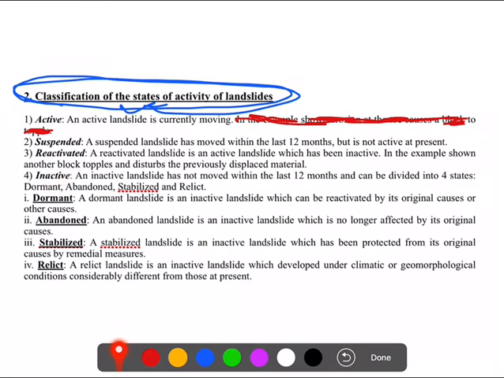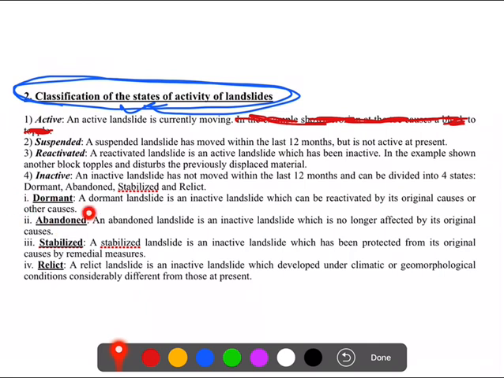Because of less availability of rainfall, that landslide has become inactive. So that landslide will be in a dormant state. Since there is less rainfall, but whenever there is rainfall in the coming months, that landslide will suddenly be activated again. It can only be activated by the original cause, and the original cause in this case was the rainfall. So whenever there is heavy rainfall, that type of landslide will be reactivated. Those types of landslides are called dormant landslides.